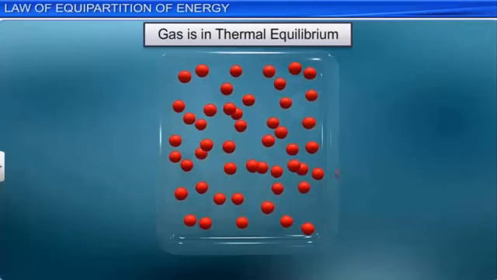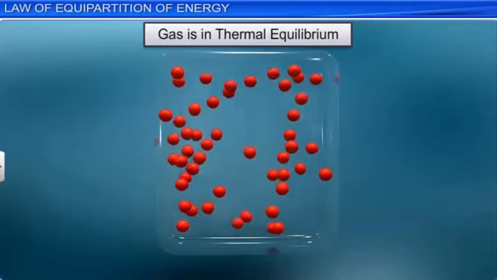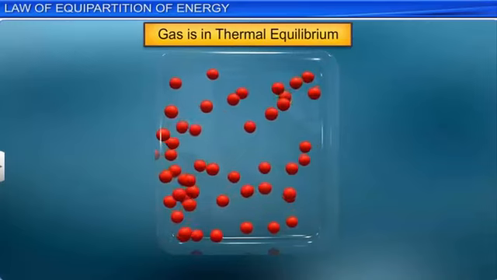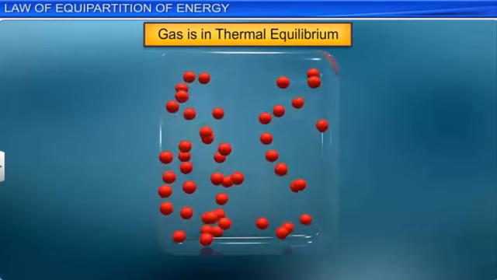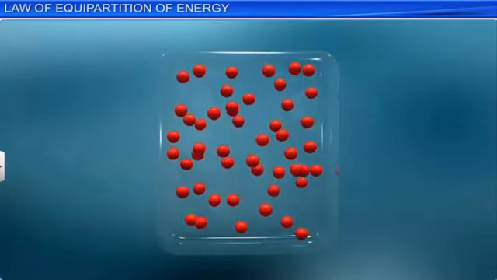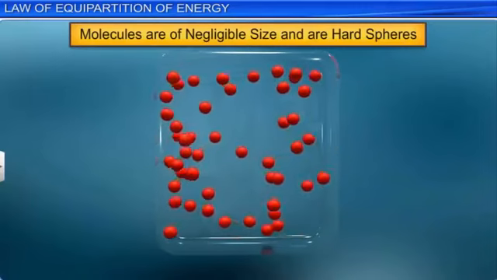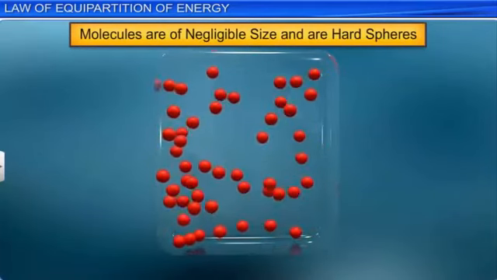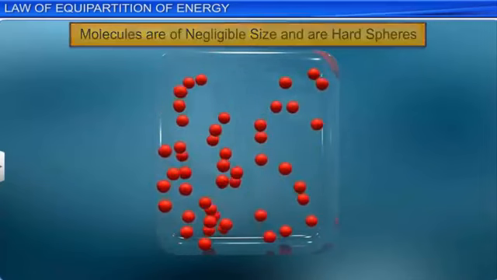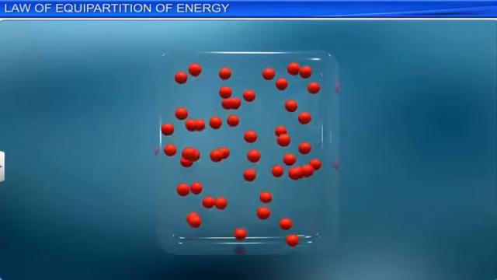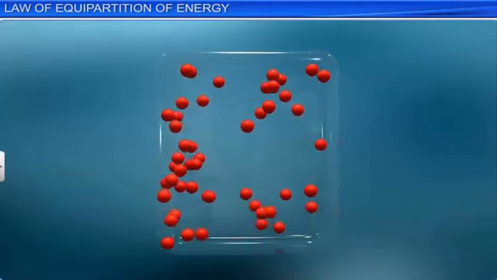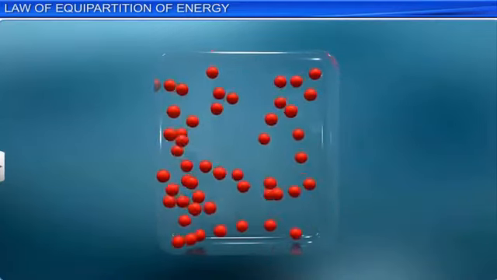To understand the law of equipartition of energy, first, we assume that the considered gas is in thermal equilibrium, and it consists of molecules of negligible size and are hard spheres. We will consider a monoatomic gas and that the molecules of the gas can move randomly in the space in all directions.